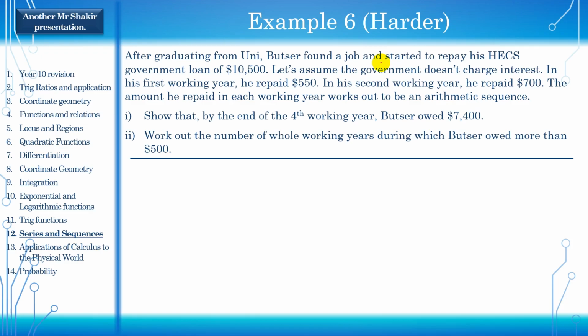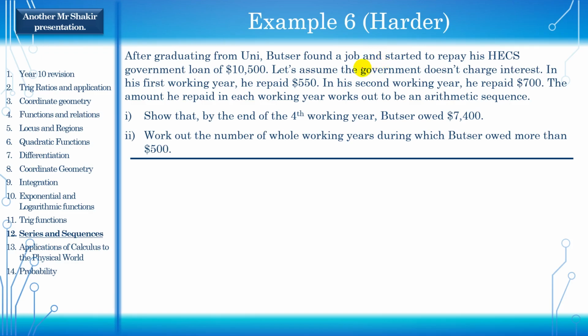Okay, so after graduating from uni, Butser found a job and started to repay his HECS government loan of $10,500. Let's assume the government doesn't charge interest. So we're not going to worry about interest, compounding, none of that stuff, right? It's just $10,500 and that's how much you owe and that's it. You don't have to worry about the value increasing. The compound interest stuff we will do later and it's very hard, but for the time being, we're just keeping it really simple, okay? In his second working year, he repaid $700.